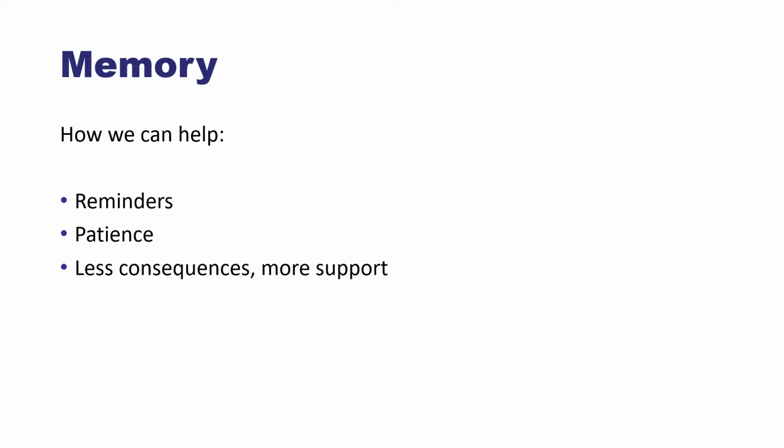Another good strategy to help with memory issues is that when we're providing instructions, we don't want to also tag on a consequence. So if you better put on your shoes, or so-and-so, or this will be taken away. So that's adding on a consequence to an instruction. As we spoke about before, consequence-based strategies with a child with FASD are not very effective in either increasing a behavior or decreasing a behavior.